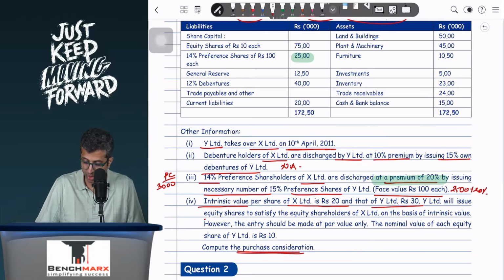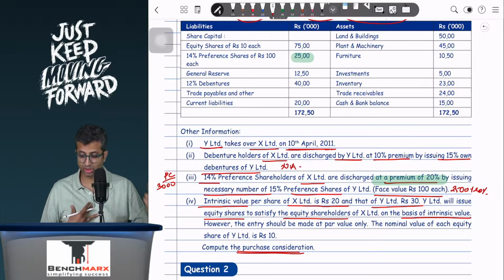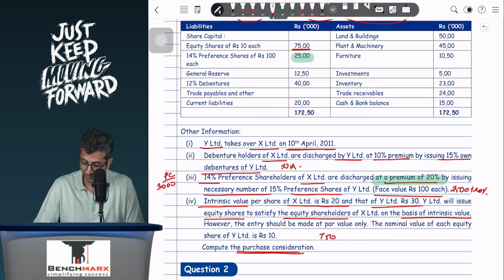Y will issue equity shares to satisfy the equity shareholders of X on the basis of intrinsic value. So Y will say that my share is worth 30 when your share is worth rupees 20, and hence for the 750 shares that you have, which are worth 20 each, I am issuing you shares which are worth 30, and hence this is the number of shares to be issued. 750 into 20 divided by 30 comes to 500, and these are shares of Y.